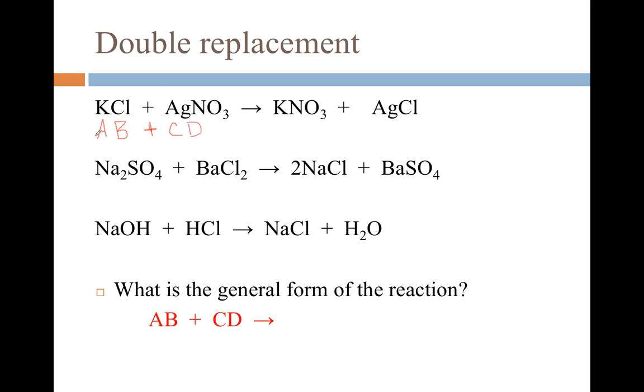So I have AB plus CD. And what happens is the cations swap places. It's like dance partners switching partners on the dance floor. My potassium and my silver, those are the cations. They're going to swap places with the anions. So my potassium will go with my nitrate, and my silver will go with my chloride.